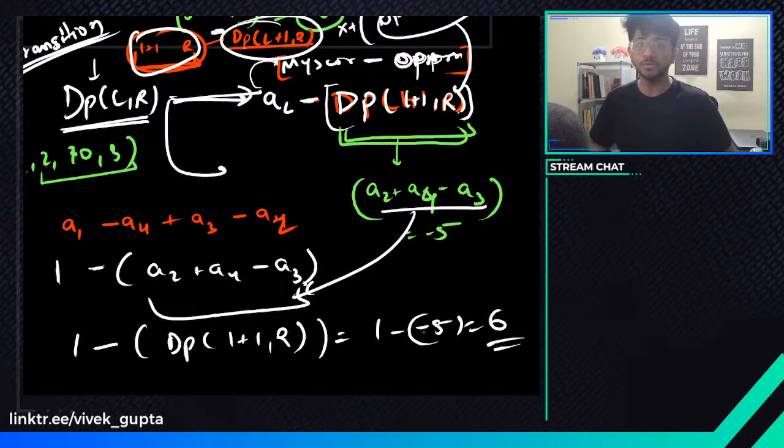Is this now clear to everyone? How did we get the minus sign over here? This is the most crucial part of the whole transition thing, whole of this problem. If you got this one, then you are done with this problem. Clear to everyone? Yes or no?